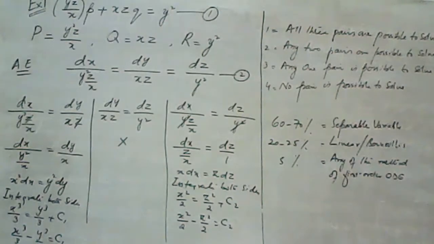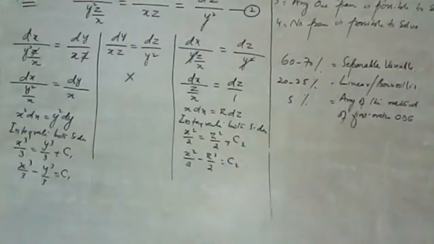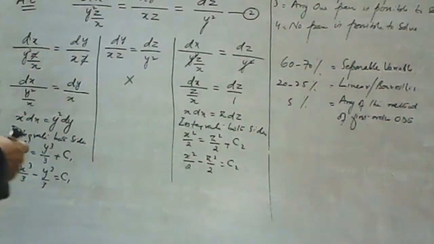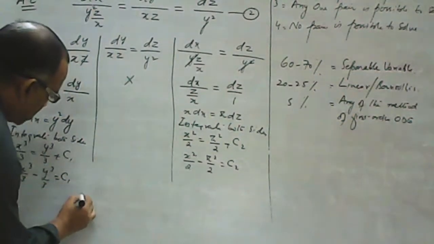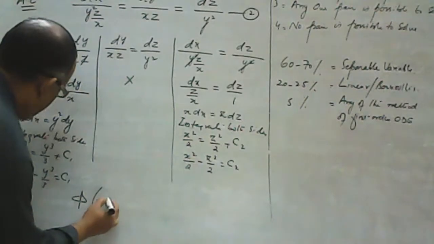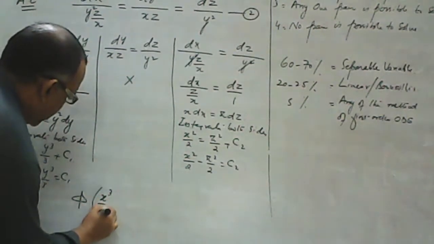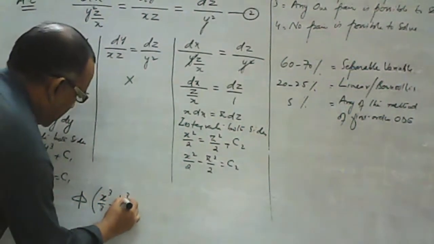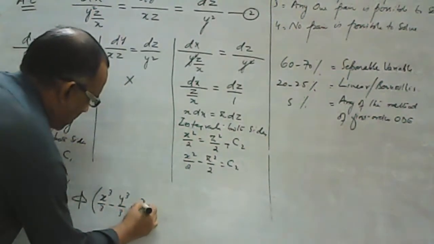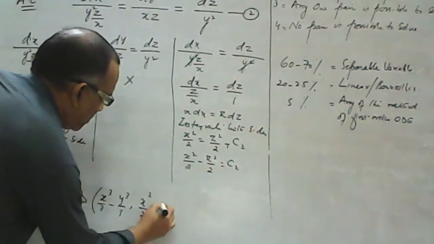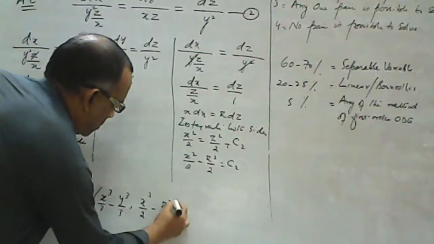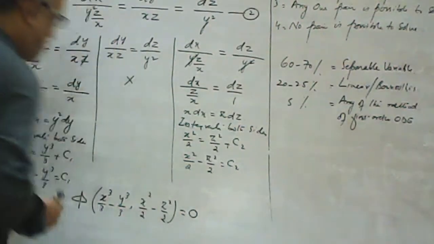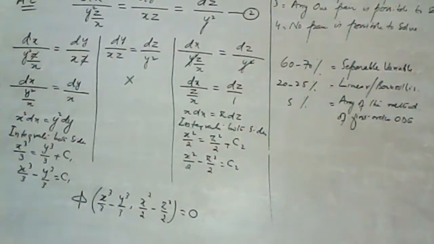Then the final step, that is step number 5, says represent your general solution in this form: phi of u, v, that is x cube upon 3 minus y cube upon 3 comma x square by 2 minus z square by 2, equal to 0. This ends example number 1.